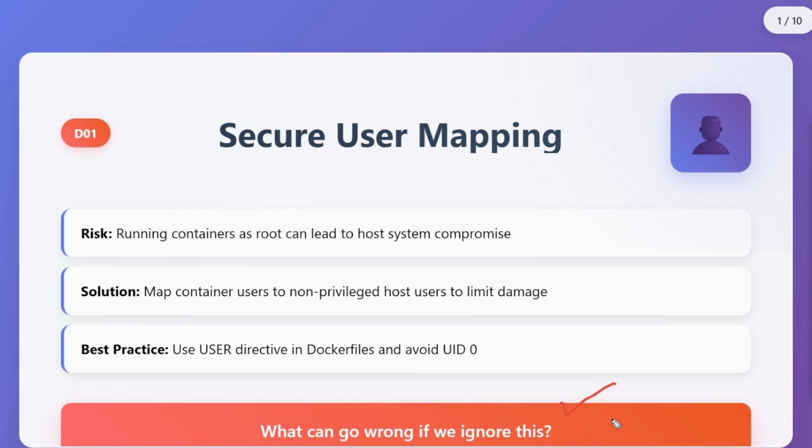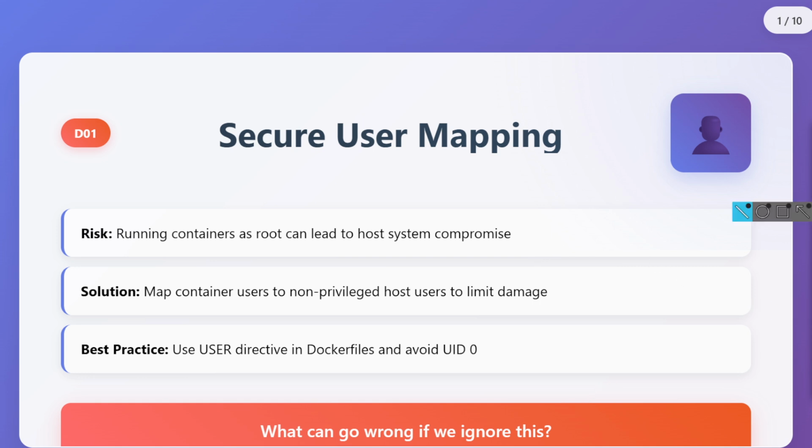There might be sensitive files like passwords or some root folders that will be exposed, and there will be a possibility for malware installations also, like attackers could install malicious software on the host machine, and chances for container breakouts, especially in older kernels or some misconfigured environments. So secure user mapping is very much important.